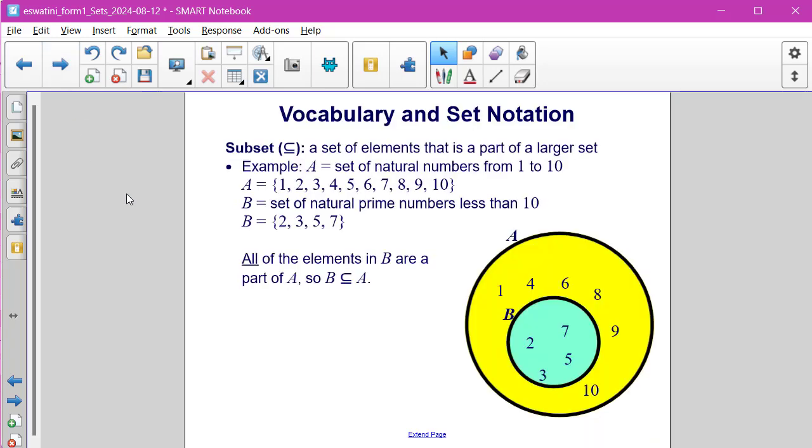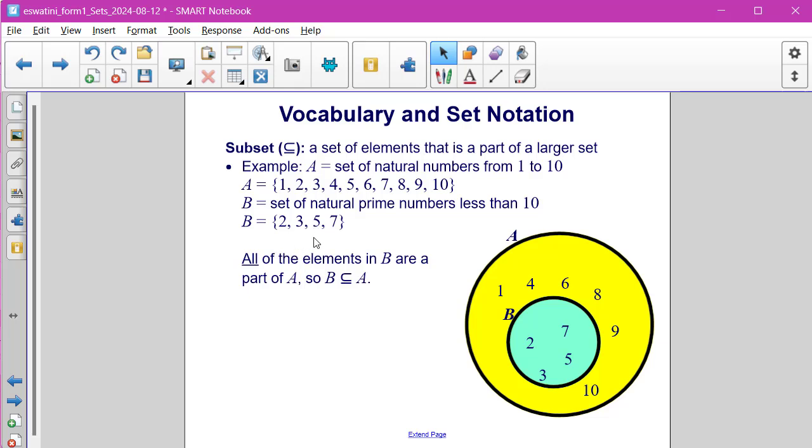Subsets. A subset is a set of elements that is a part of a larger set. For example, a set A could be the set of natural numbers from 1 to 10. So in roster or tabular form, it's written as 1, 2, 3, 4, 5, 6, 7, 8, 9, 10 within the braces. And set B is a set of natural prime numbers less than 10. So within the braces, those would be 2, 3, 5, and 7.